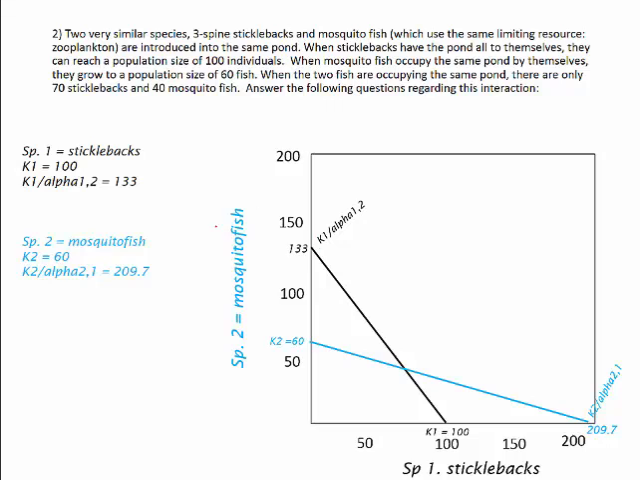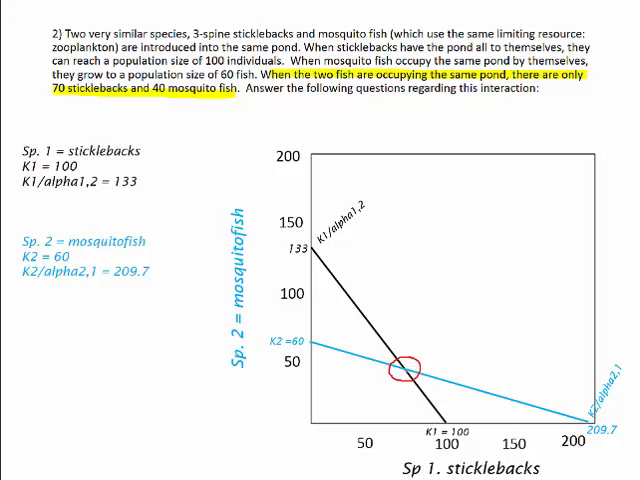Now this is a good point in time to check to make sure that we've done things right. And by that I want to point out what it says up here in the word problem, which is that when the two fish are occupying the same pond, there are only 70 stickleback and 40 mosquito fish. So reading between the lines here, we know that this is a situation where both species can coexist. And so if that's the case, then where these curves cross, right about here, should be approximately 70 stickleback and 40 mosquito fish. So let's see if that's the case.